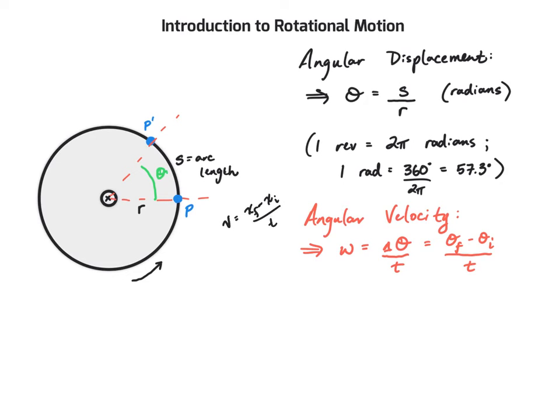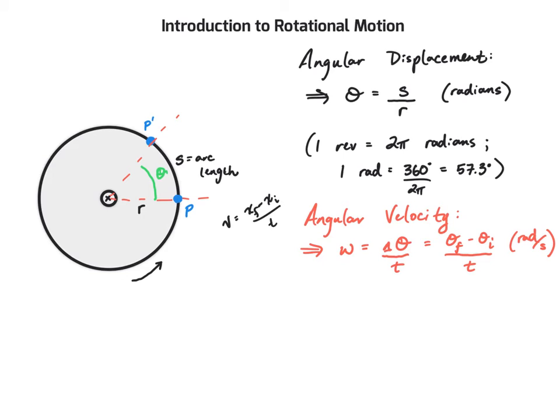So you can see the similarity between this equation and this equation, but instead of x's as our displacements, we have theta values. We have an angular displacement. Now our units for angular velocity: we have radians up here, and we have seconds down here. So our units for angular velocity are just radians per second.